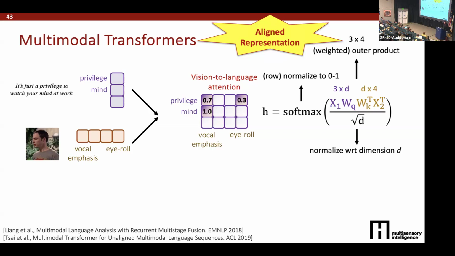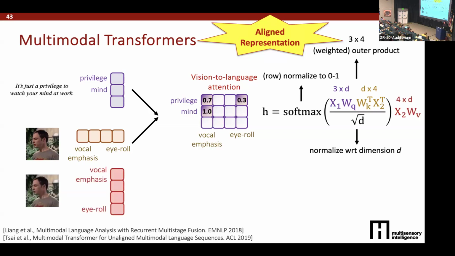Right, so privilege might interact 0.7 with vocal emphasis and 0.3 with eye rolling, and the word mind might be contextualized fully with this vocal emphasis. And that can be used to take a multiplication with your actual nonverbal behaviors, which is 4 by D. If the dimensions all match up, you get a 3 by D output. Right, so this 3 by D output is essentially telling you a new representation for each of the words.